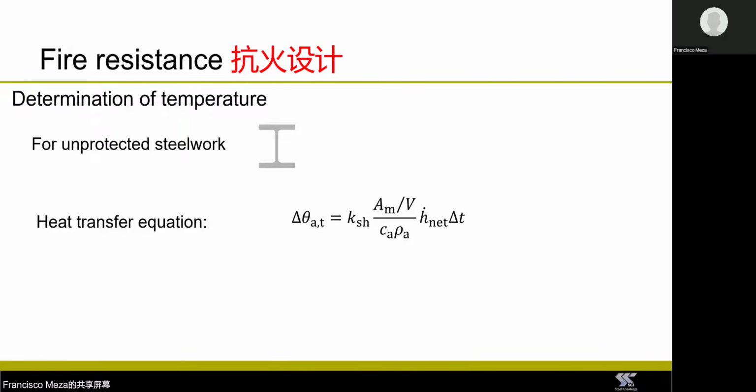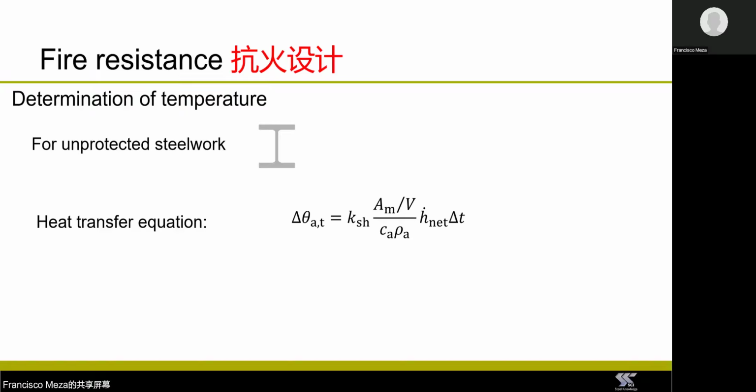So broadly speaking, the fire verification of steel members, irrespective of whether they are made of carbon steel or stainless steel, consists of two main parts. So first, you have to calculate the temperatures in the member after a certain fire duration, and then you have to calculate the resistance the member is able to retain at that temperature.